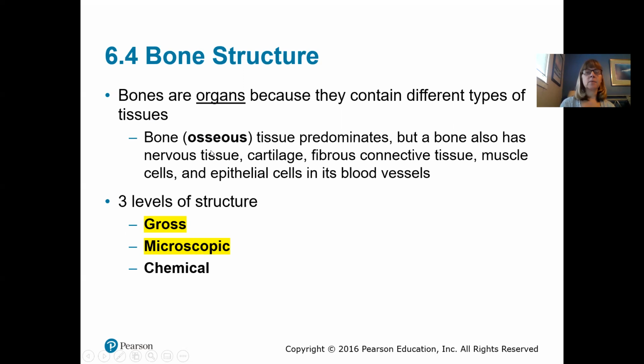Key thing to remember when we're talking about terminology: whenever you see the prefix or suffix of os, you know you're talking about bone. Okay. Do you remember that a bone is an organ? It's a type of tissue, but it also has nervous tissue in it. There's cartilage, connective tissue, muscle tissue, epithelial tissue, and blood vessels, all of this within it. So it's a really complicated organ because it contains so many other tissues within it.